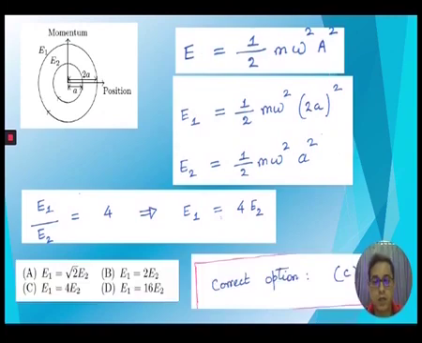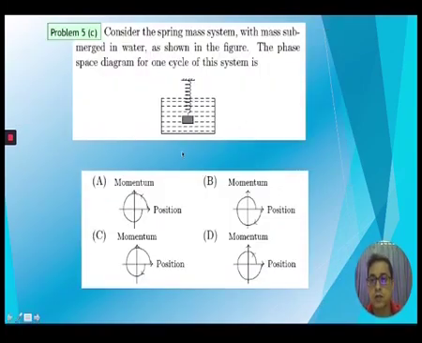All right, so another part is there. Here a spring mass system is given and the mass is submerged in water as shown in the figure. The phase space diagram for one cycle of the system is what? These are the options given to you. Out of these, which one is the correct one? Quite clearly the mass is oscillating simple harmonically, only it is put in water, submerged.